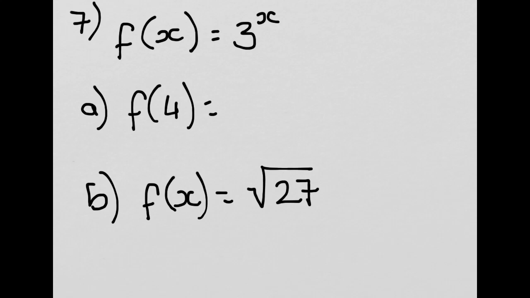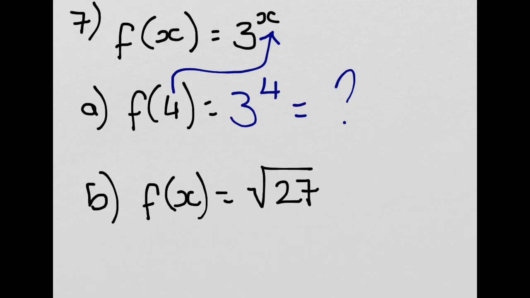For question 7 we're told that f of x is equal to 3 to the power x. So for f of 4 I've replaced the x in the bracket with a 4, so that means I also have to replace the x in the question with a 4. So it's 3 to the power of 4, which equals, I'll let you tell me.